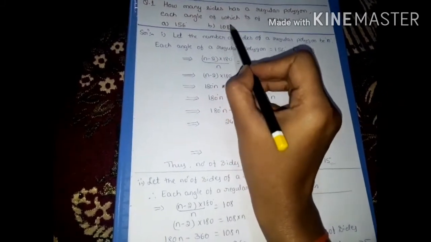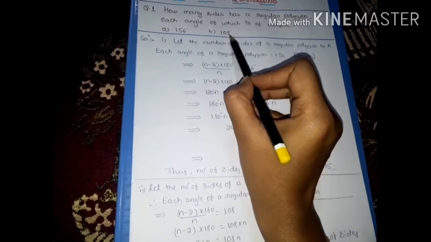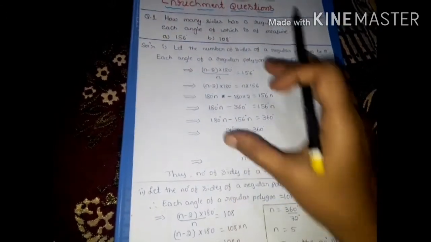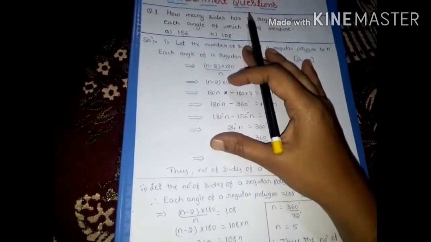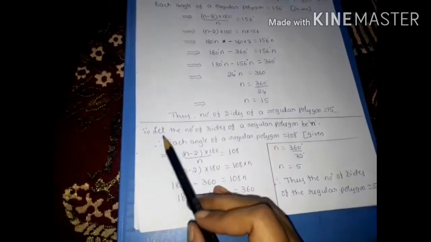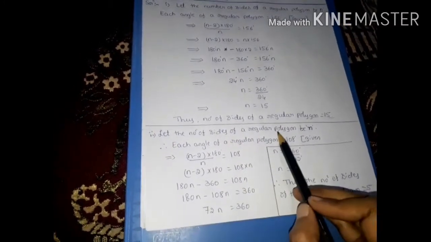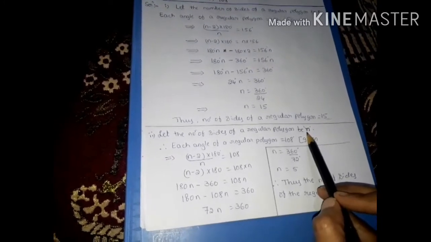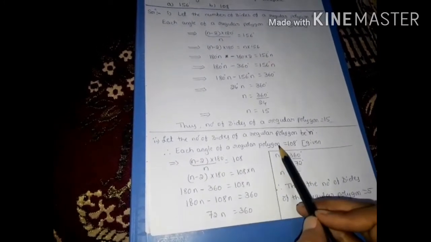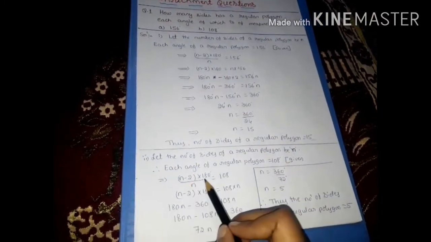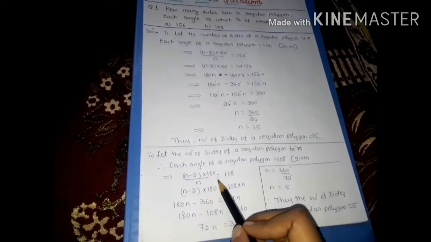They have given the interior angle of a regular polygon already, you have to find the number of sides. Similarly, what we did for A1, we have to solve for B1 also. Let the number of sides of a regular polygon be n. What you have to find out, you consider as n. Each angle of a regular polygon is given, that is 108, write that down, that is the given part. Here (n minus 2) into 180 divided by n is equal to 108.